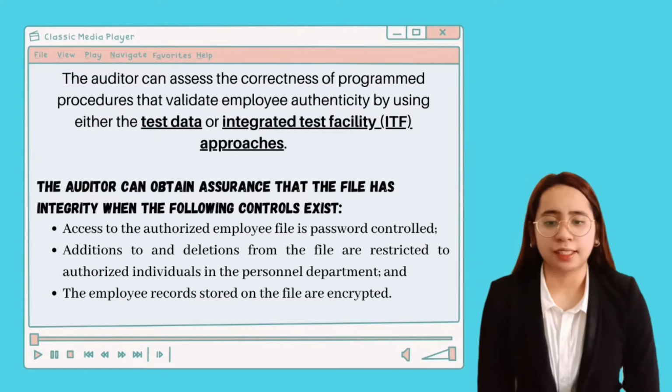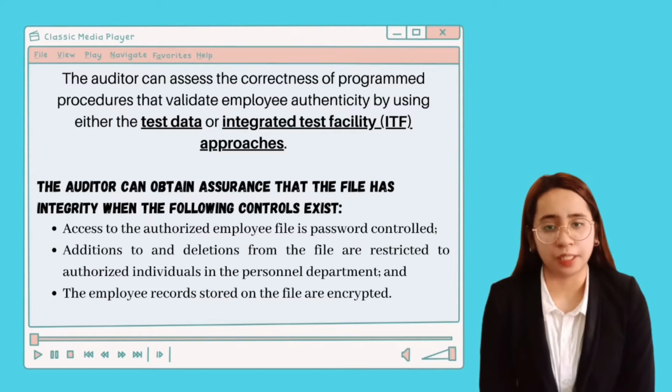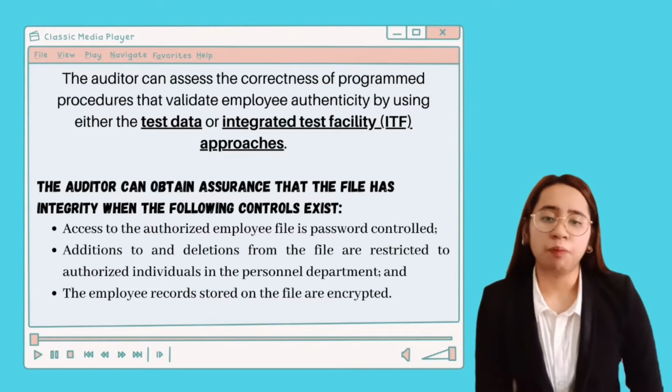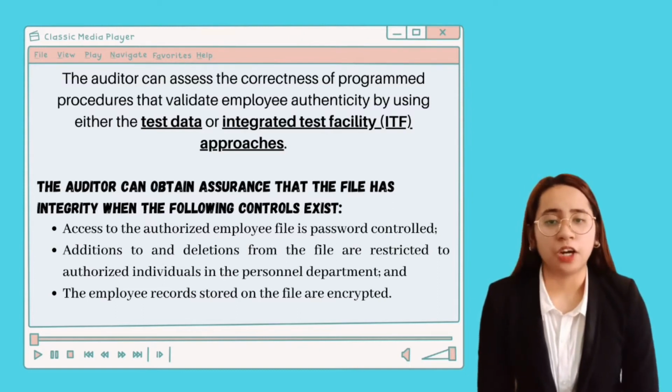First, access to the authorized employee file is password controlled. Second, additions to and deletions from the file are restricted to authorized individuals in the personnel department. And lastly, the employee records stored on the file are encrypted.